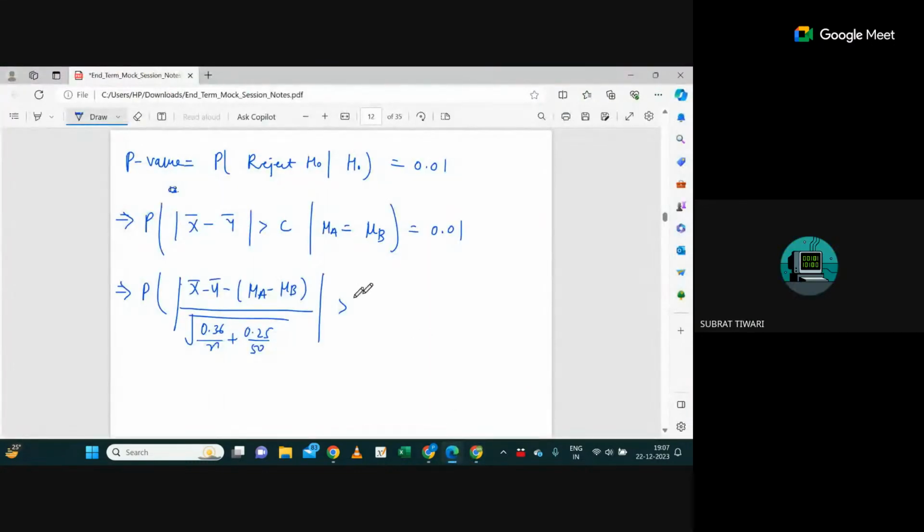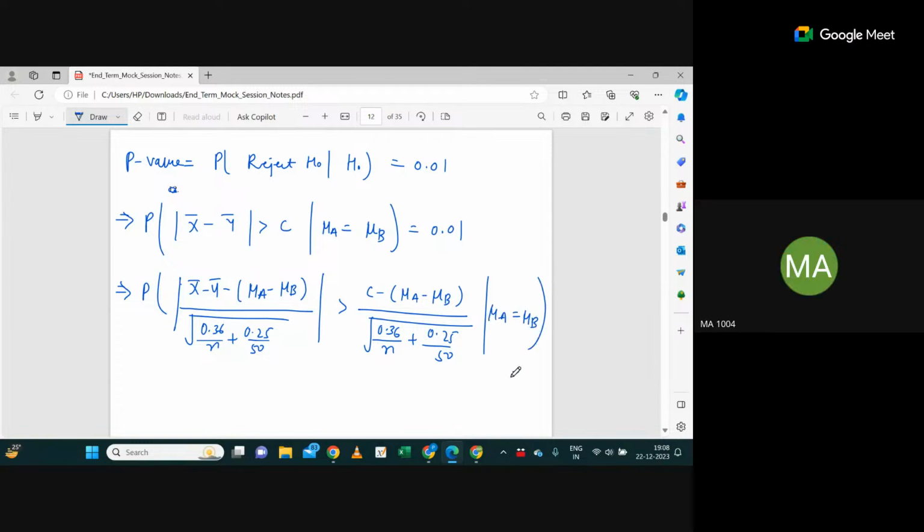Sir, I just had a doubt in this equation, how did you do this mu a minus mu b and add the standard deviation? It's a basic calculation. Okay, I will tell you. One second, let me write these things. Is this clear so far? This part? Yes, sir. Okay.